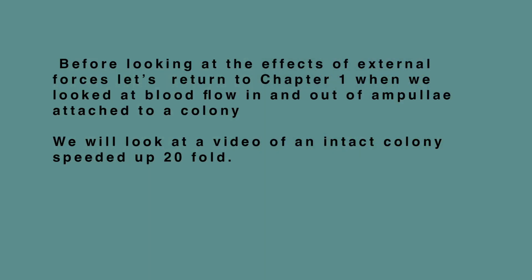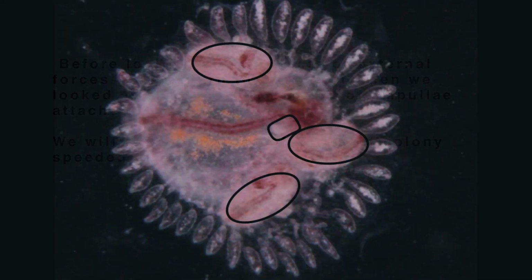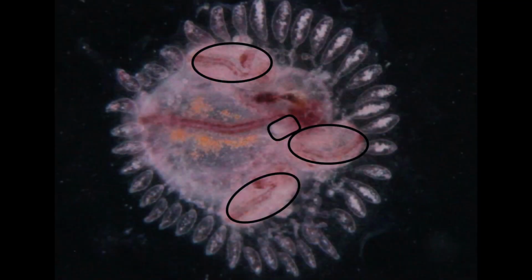Revisit the subject of Chapter 1, blood flow in and out of ampulla attached to a colony. This colony has 3 developing zooid buds on its side, indicated by the 3 black ovals. The smaller rectangle indicates the peristaltic heart, which you will see beat.